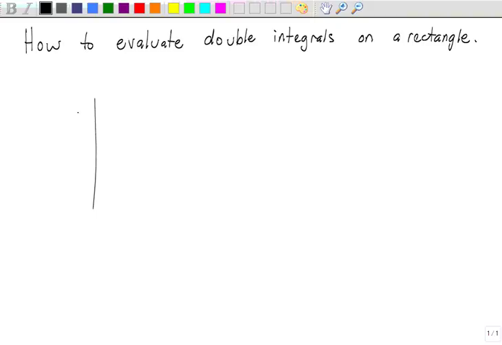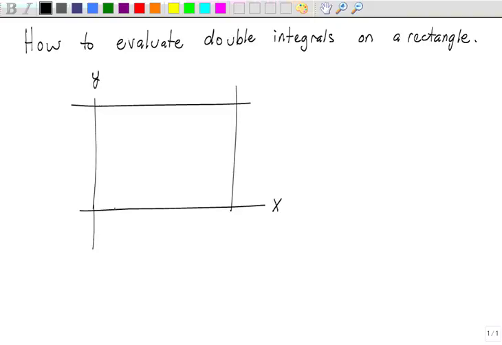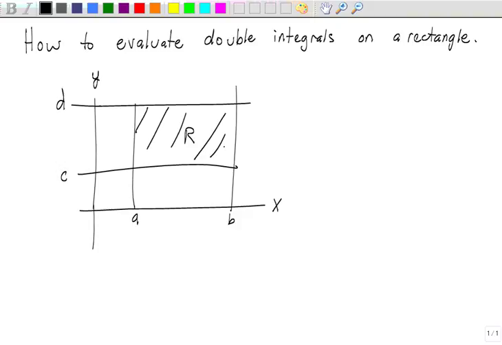So let's say our region is, this is the x, y-axis, and we're going to go over the rectangle from A to B and C to D. So this is our region here. We'll call it capital R.